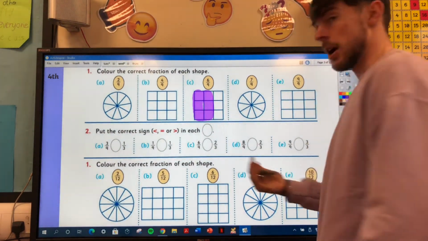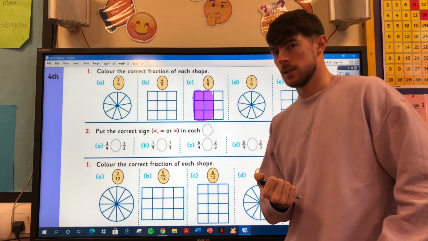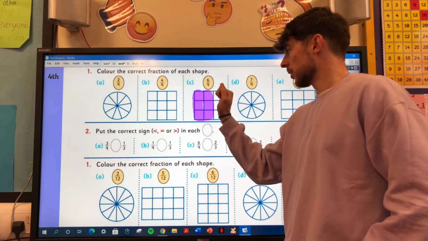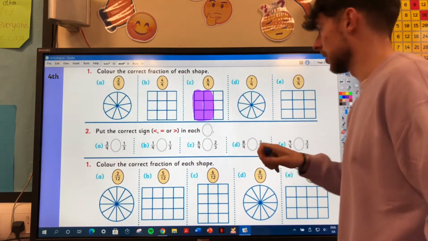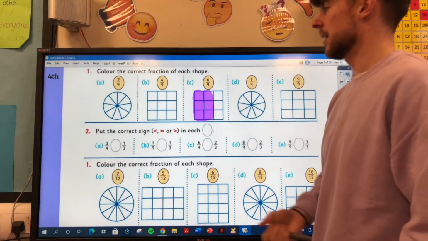Alright? So how many don't we have coloured in? We have 3 out of 9 not coloured in, right? Okay, perfect. So exact same stuff with all of these, so you should get that very handily.